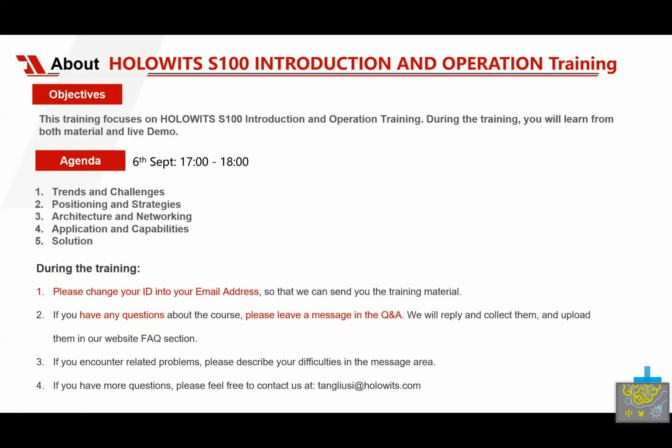Today we will focus on the introduction and operation of our HOLOWITS S100. The presentation contains 5 topics. First of all, the strengths and the challenges in the foreseeable future. Secondly, we will talk about the position and the strategies. Third, the architecture and networking. Fourth, the application and the capabilities. Last but not least, the solutions under several different situations.